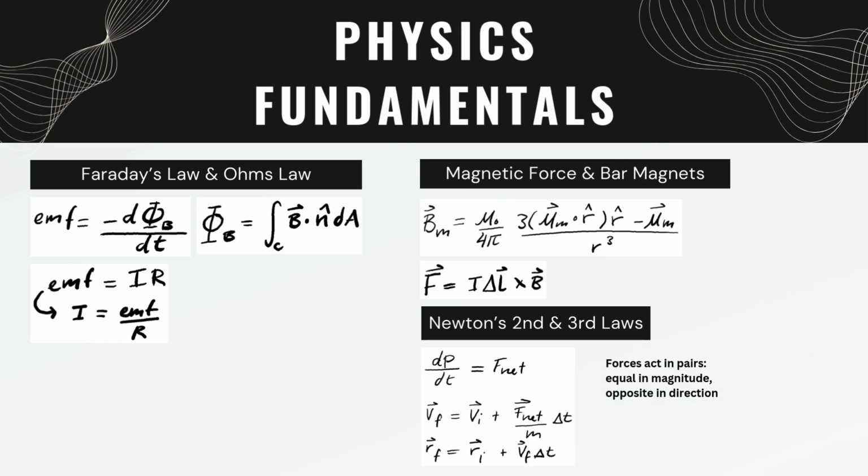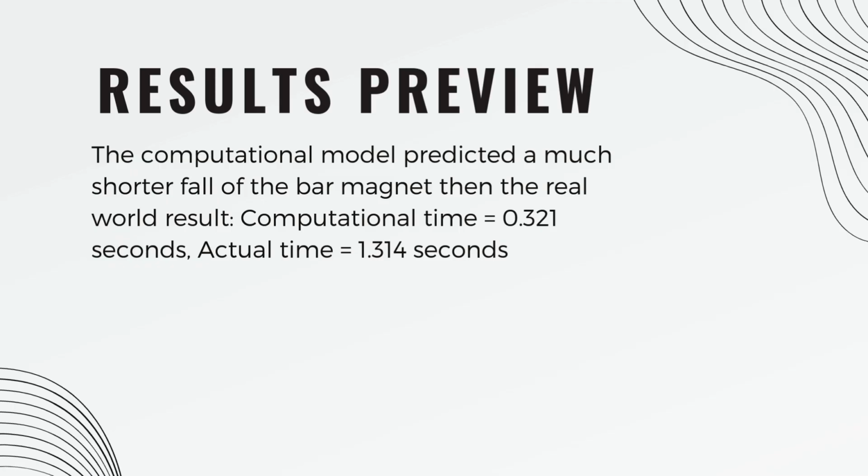From Newton's second law, we're able to get the position and velocity update formulas. And Newton's third law explains how the induced magnetic field creates an equal and opposite force on the source of the original magnetic field. As a preview of the results, I found that the computational model predicted a time that was 0.32 seconds, while the actual experimental time was 1.314 seconds.